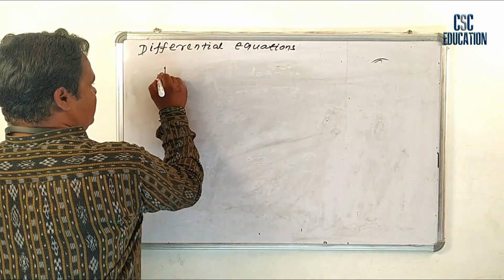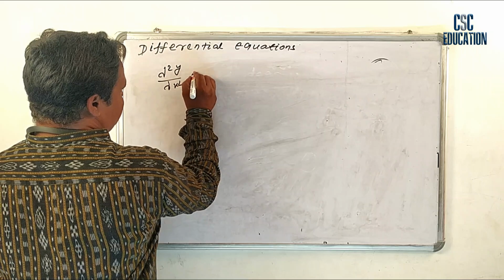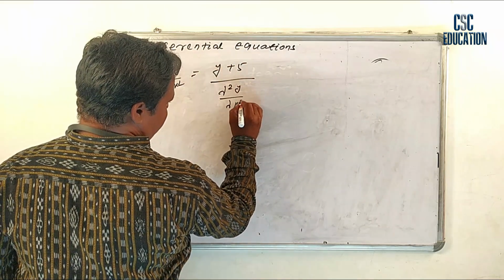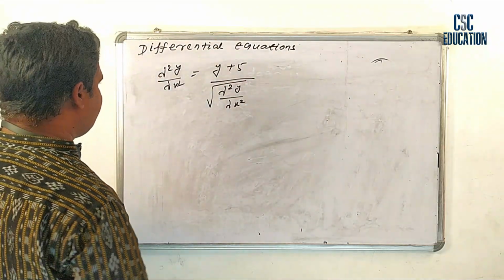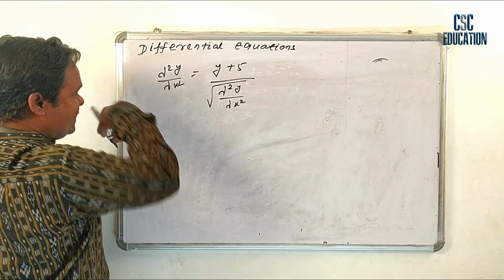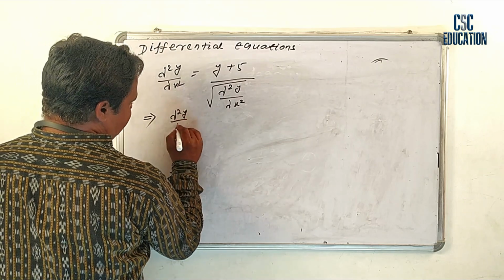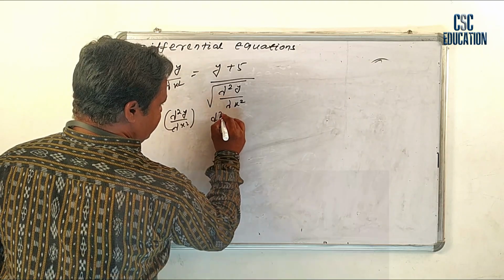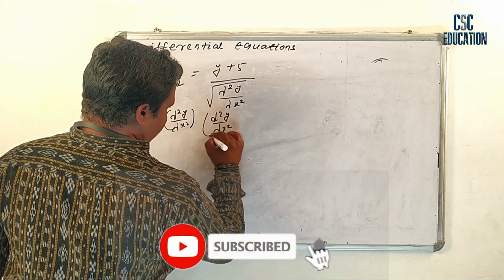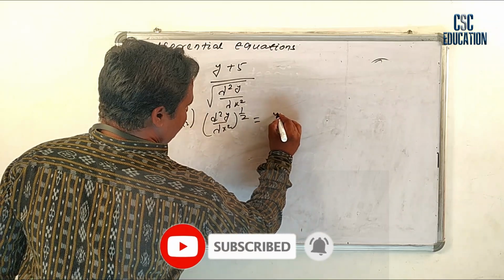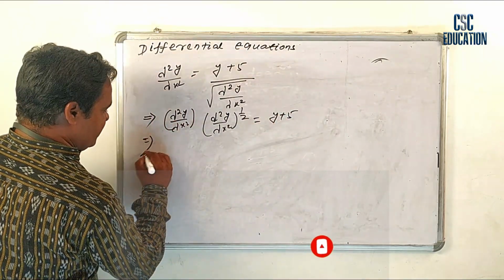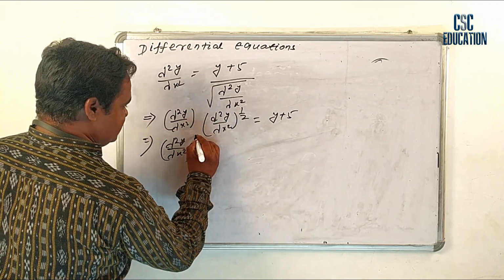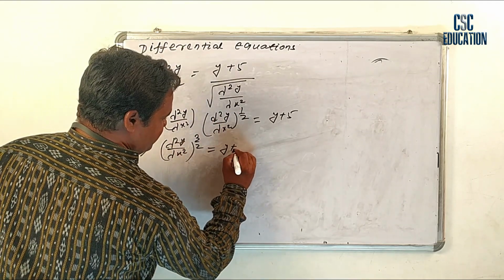First, d2y by dx2 equals y plus 5 divided by d2y by dx2 under the root. First solve this part. Now this implies that in the left hand side, (d2y by dx2) to the power 1 by 2 equals y plus 5, or this implies (d2y by dx2) to the power 1 plus half, that is 3 by 2, equals y plus 5.